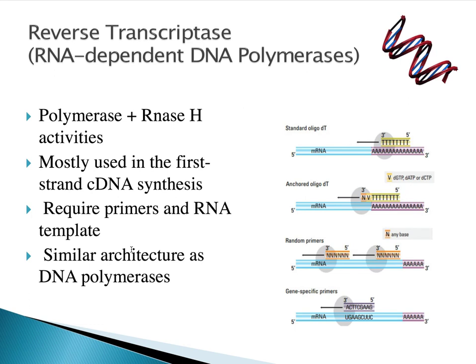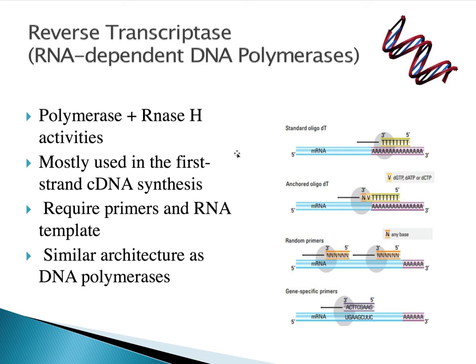Reverse transcriptase, as I mentioned: if you have an RNA as a template and you want to make DNA, you have to use a different enzyme. It's a polymerase, okay? It again prefers an RNA template. It also has an RNase H activity, which means after creating that DNA, it can digest the RNA template, which is very handy actually. It also requires primers, as I mentioned, and has a very similar architecture to other polymerases.